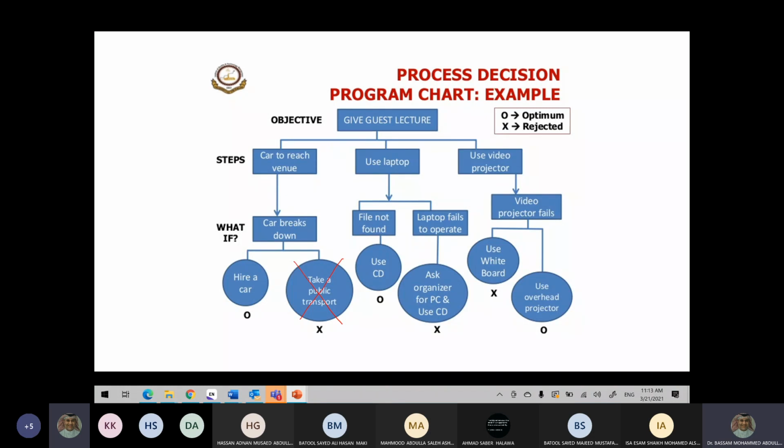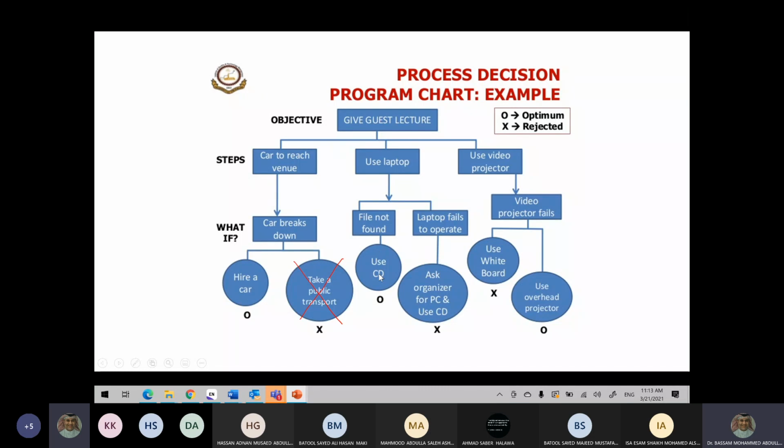Okay, so what else do we have? Now let's go to the second plan element. Now this guy is going to come and use the laptop. Well, he came to use his laptop. He did not find the file, so he's going to use the CD.